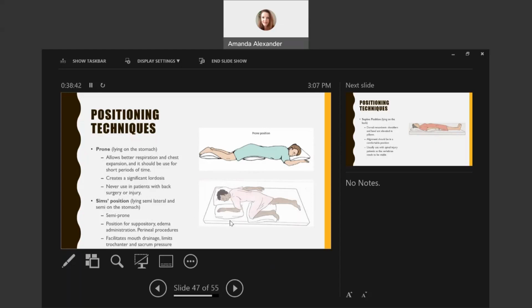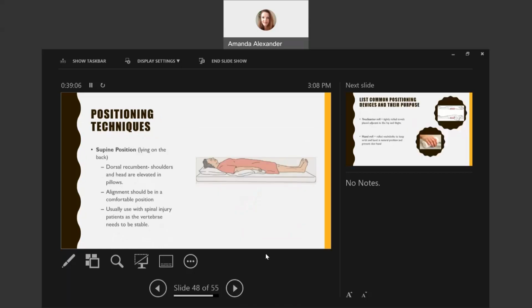Like we talked about, the Sims position is for a suppository or rectal exam. It can be used to decrease edema or pressure to the sacrum or perineal areas, facilitates mouth drainage, and limits trochanter and sacrum pressure.